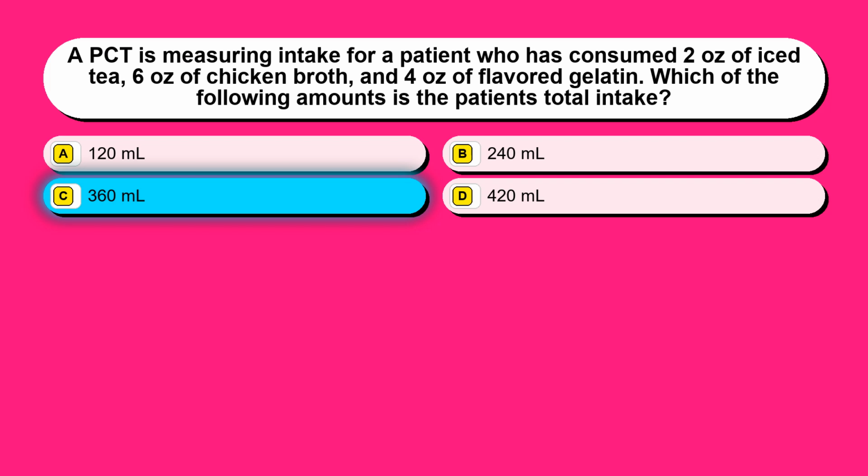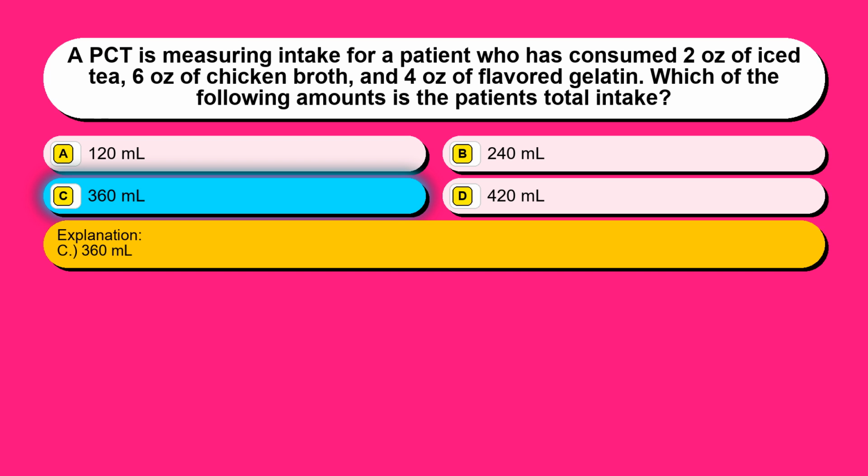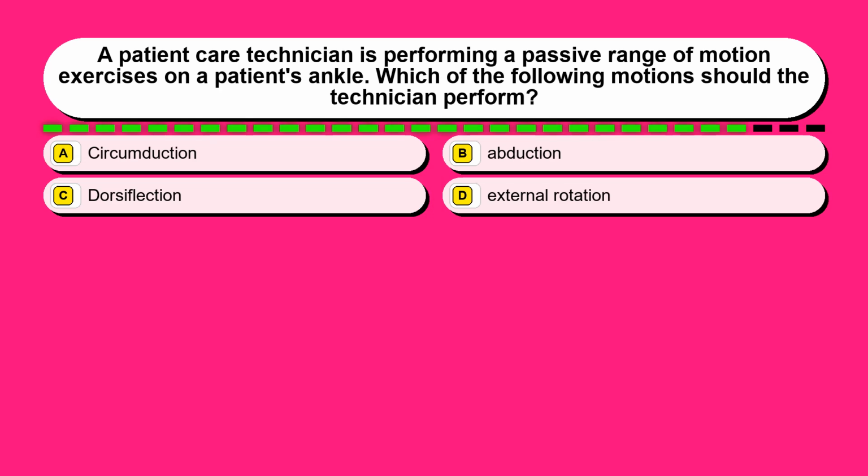The correct answer is option C, 360 ml. C, 360 ml. Question 23. A patient care technician is performing passive range of motion exercises on a patient's ankle. Which of the following motions should the technician perform? Option A, circumduction. Option B, abduction. Option C, dorsiflexion. Option D, external rotation.